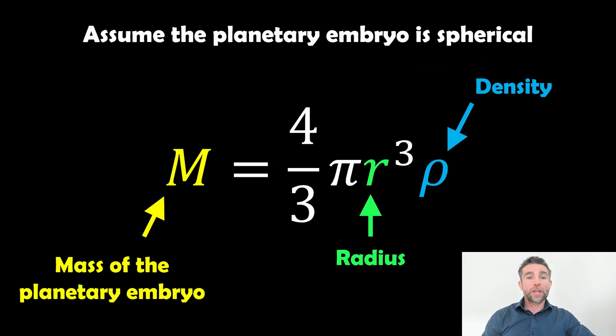So the next assumption is that this planetary embryo is going to be spherical. Our density is the same across them all, and that means that the mass of the planetary embryo can be given in this form here in terms of radius and density. We're going to put that back in the previous equation a little bit later on.